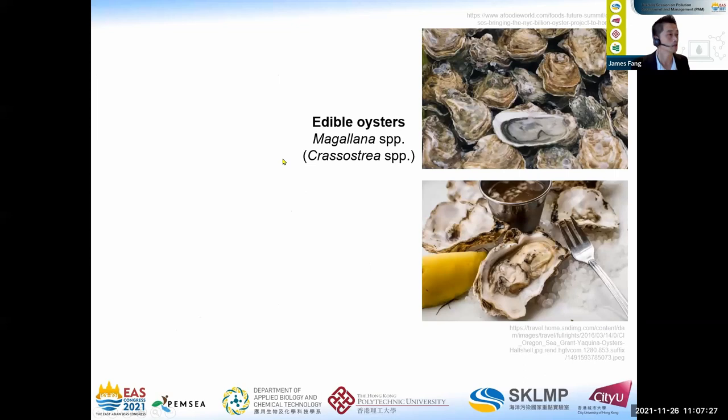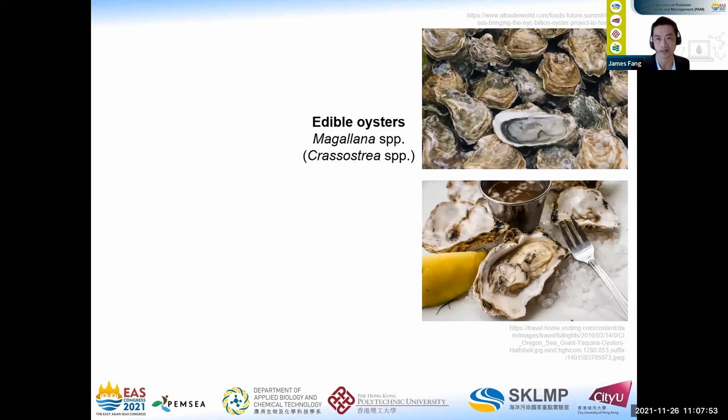Apart from mussel, now we move to oyster. Why do we move to oyster? Because oyster represents a more popular seafood worldwide. How do we eat oyster? A lot of us eat oyster raw without cooking, which induces even higher risk of contamination.